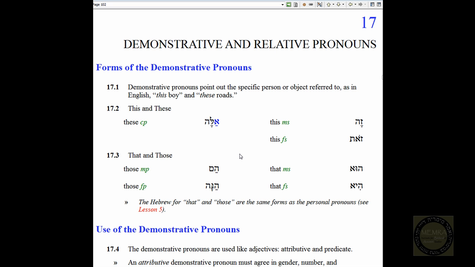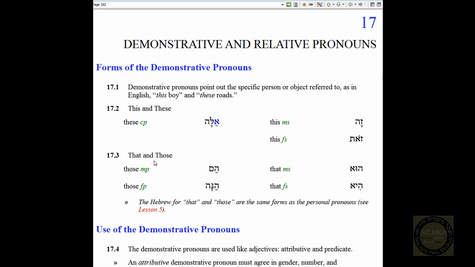These are very easy in Hebrew. I have a separate video that will help you memorize these, but there's not much to them. The this and these, the masculine singular form is ze, and feminine is zot. I would treat these just like vocabulary, put them on vocab cards or whatever. And then plural is elah.